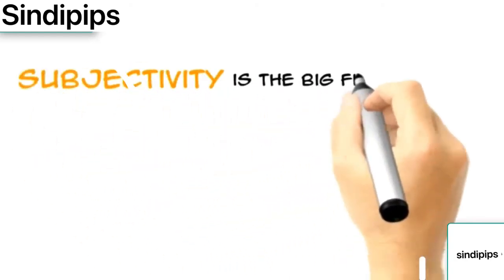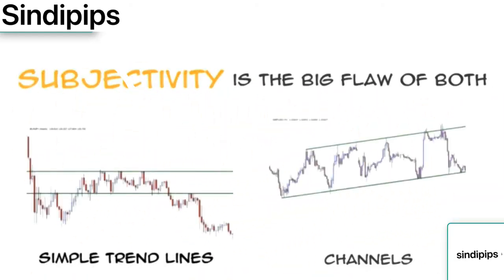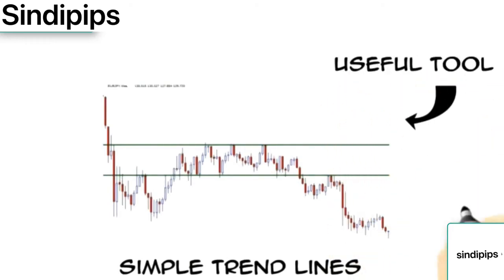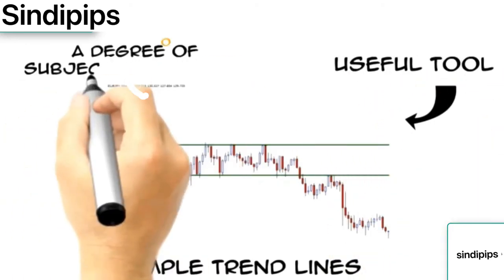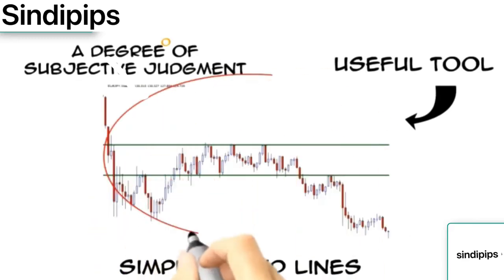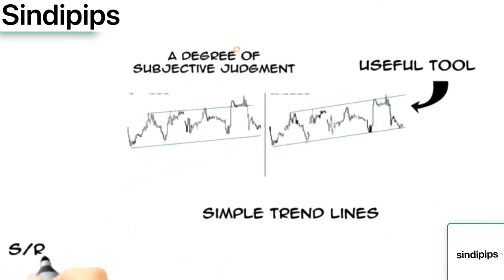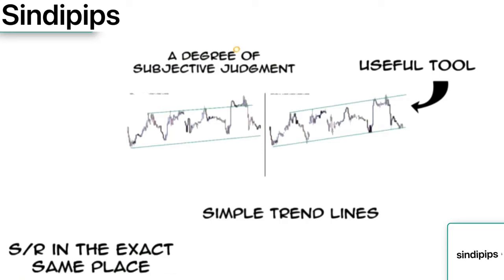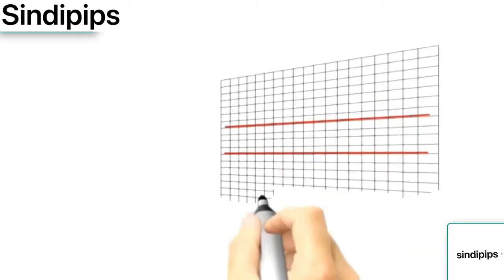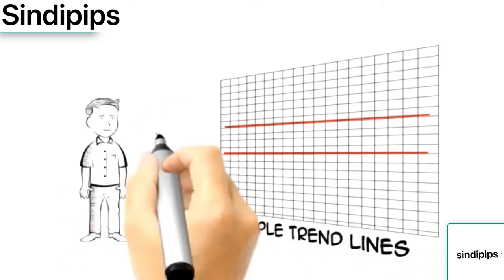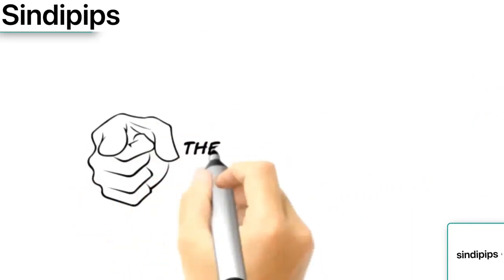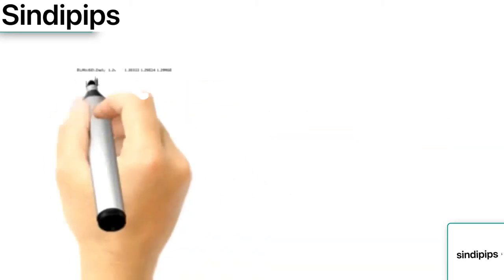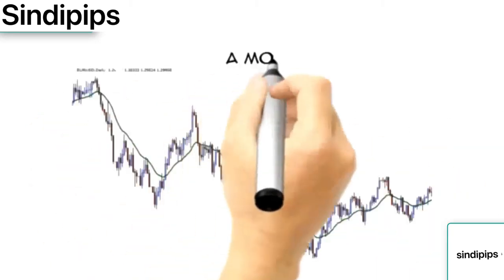Subjectivity is the big flaw of both simple trend lines and channels. Even though trend lines are useful tools, their construction often requires a degree of subjective judgment. Different traders will draw them a bit differently, and thus won't see support and resistance in the exact same place. That's one reason why we view support and resistance from these trend lines as areas or bands of support and resistance rather than as precise lines. For a more objectively drawn kind of trend line that will look the same for all traders, and thus better tell you what the crowd views as support and resistance, we use a different type of trend line called a moving average.